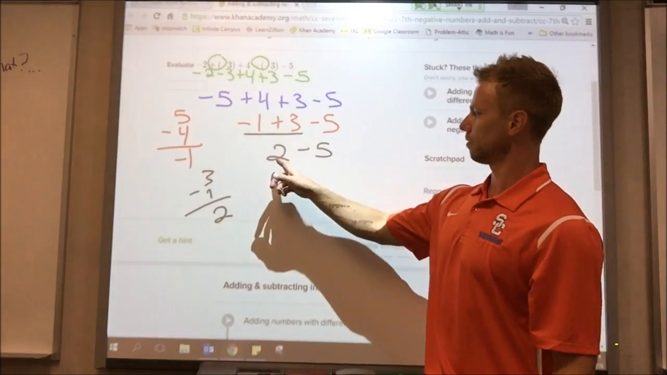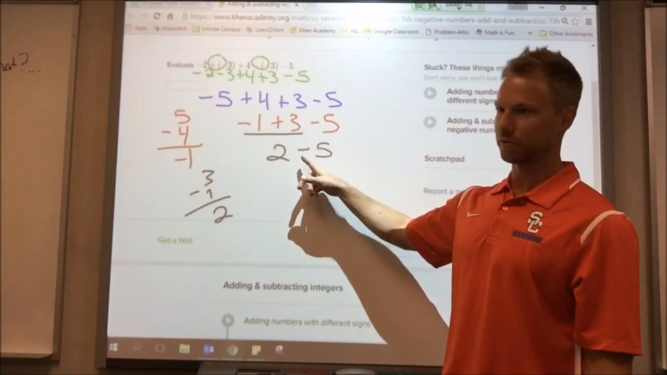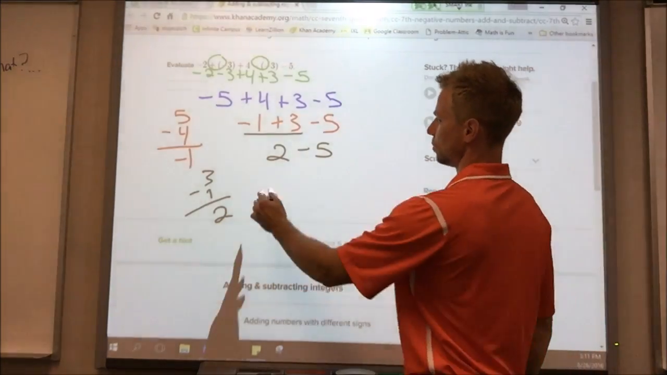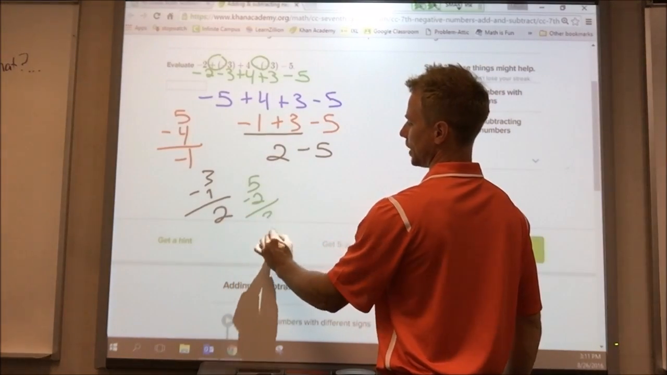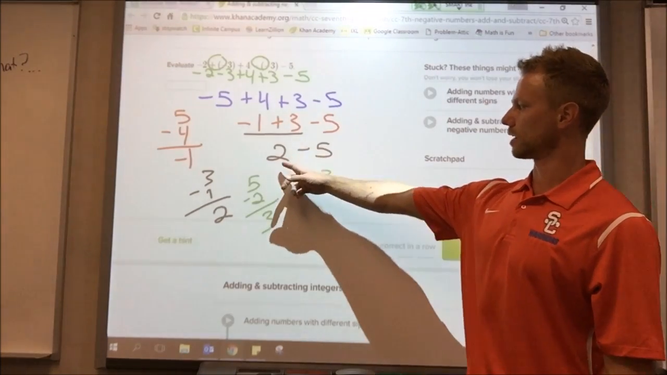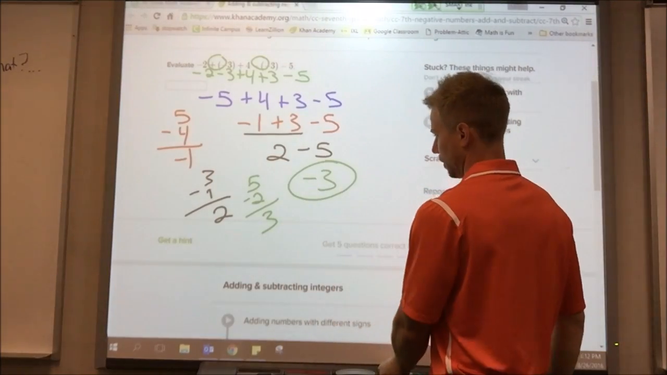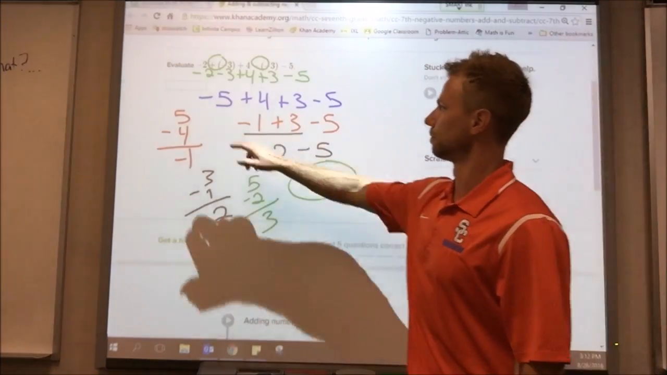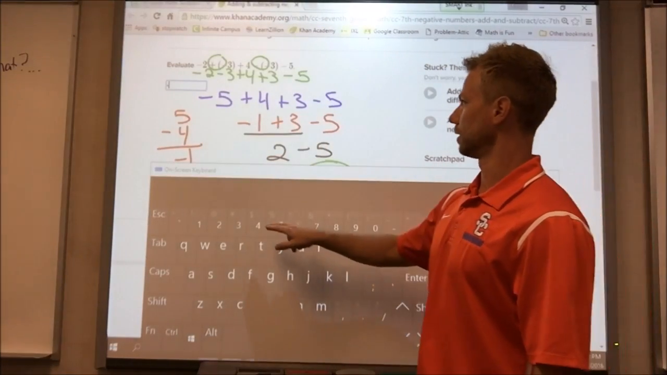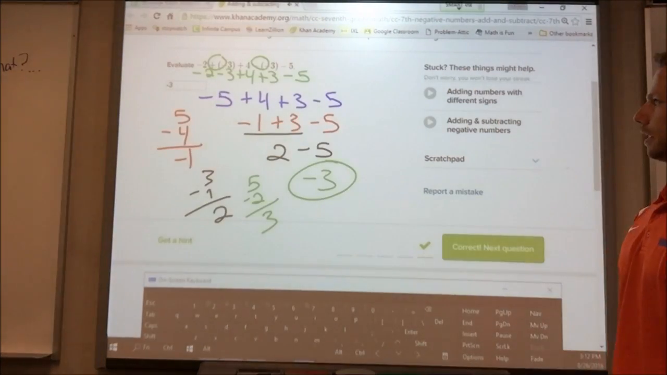The 2 is positive because there's no negative in front of it. The 5 is negative because there's a negative in front of it. So again, I have unlike signs. So that tells me to subtract. 5 minus 2 is 3. Keep the sign of the bigger number. The bigger number in this case is 5, and it's negative because there's a minus right in front of it. My answer is -3. Plug in my answer. -3. And we got it right.